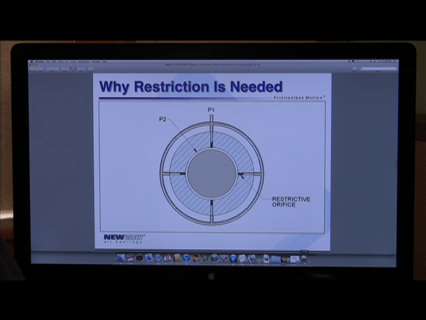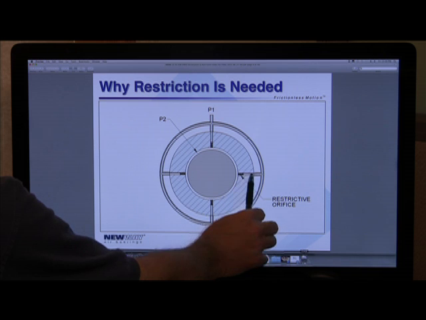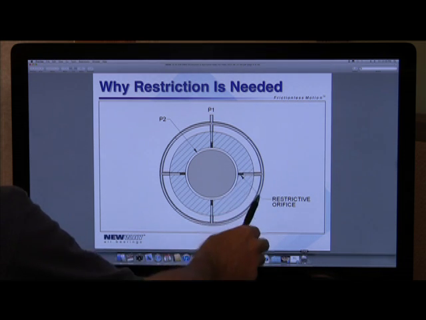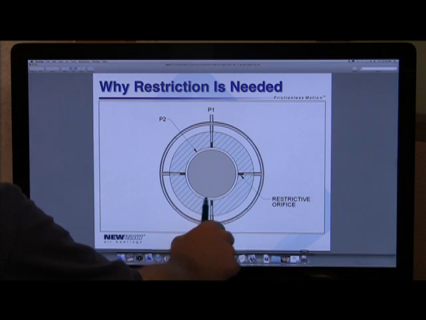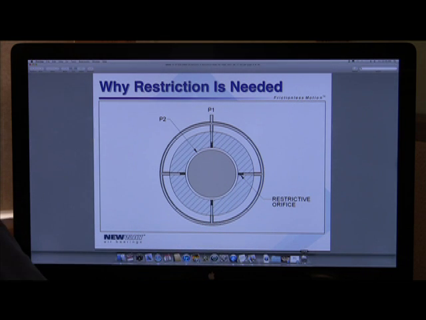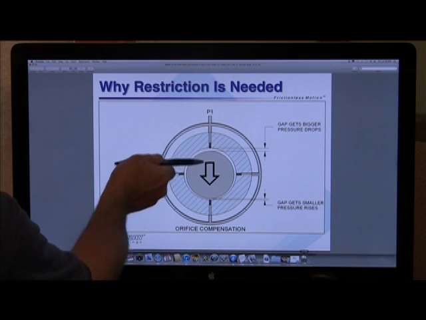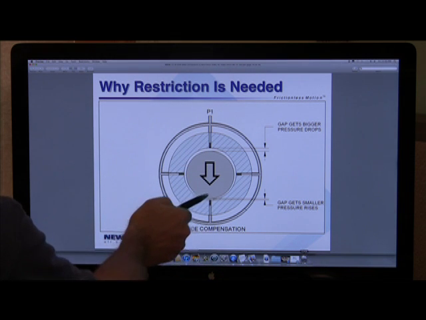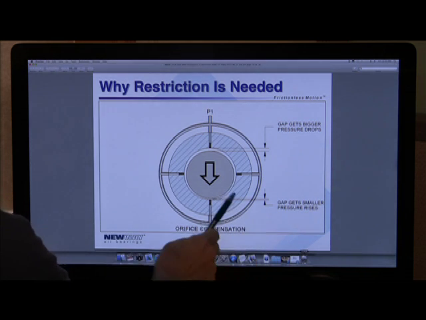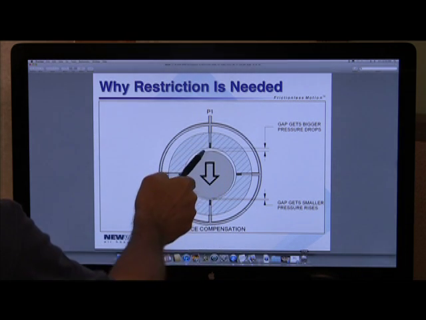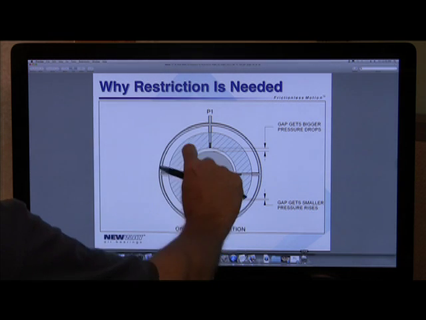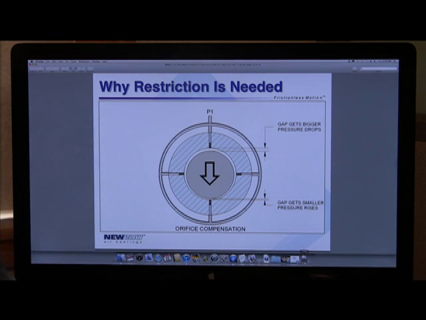Now by adding a restrictor, an orifice or a capillary or some type of device that's going to restrict the flow so that you've got say 4 bar supply and 2 bar in the gap, then as the bearing gets displaced from load, the gap gets smaller, the pressure goes up, the gap up here gets bigger, and the pressure drops. So you have this wonderful balancing effect that's referred to as compensation.